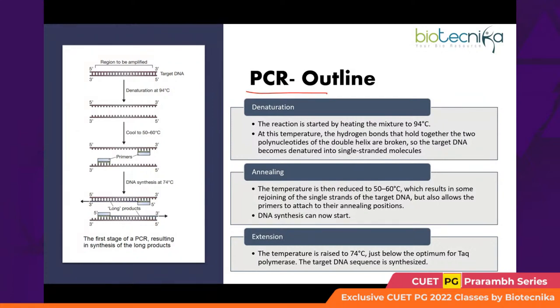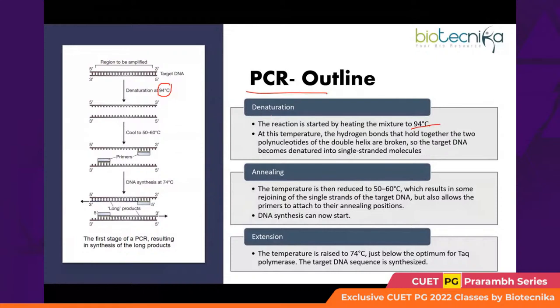Right? How can we cleave it? By giving it a high temperature. So the reaction is started by heating to 94 degrees Celsius. At 94 degrees Celsius, the hydrogen bonds will break and the two strands will separate. So that will be denaturation.